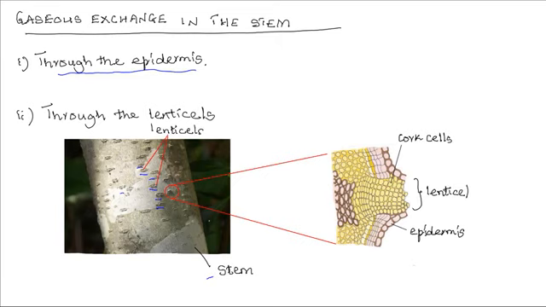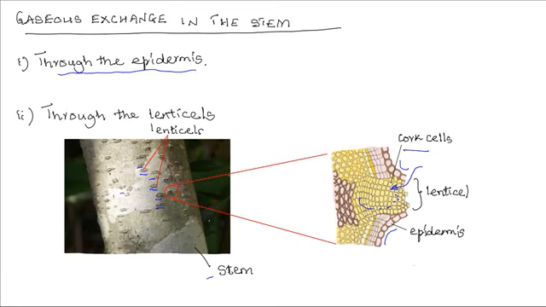Now, they're formed by loosely packed cork cells. So if you look at the internal structure of the lenticel, here is the epidermis. Then beneath the epidermis, there is a mass of loosely packed cork cells. This loose packing creates large air spaces that will permit gas exchange to take place. So carbon dioxide and oxygen leave and enter respectively.